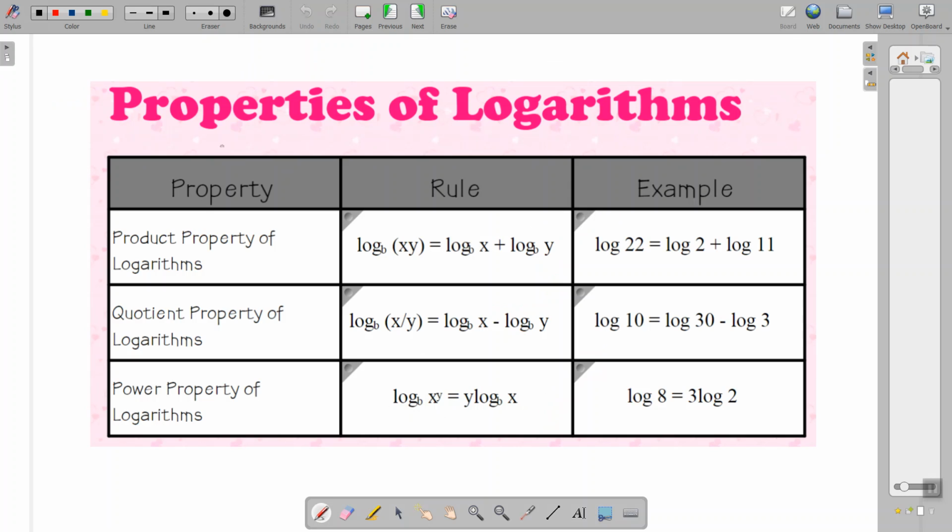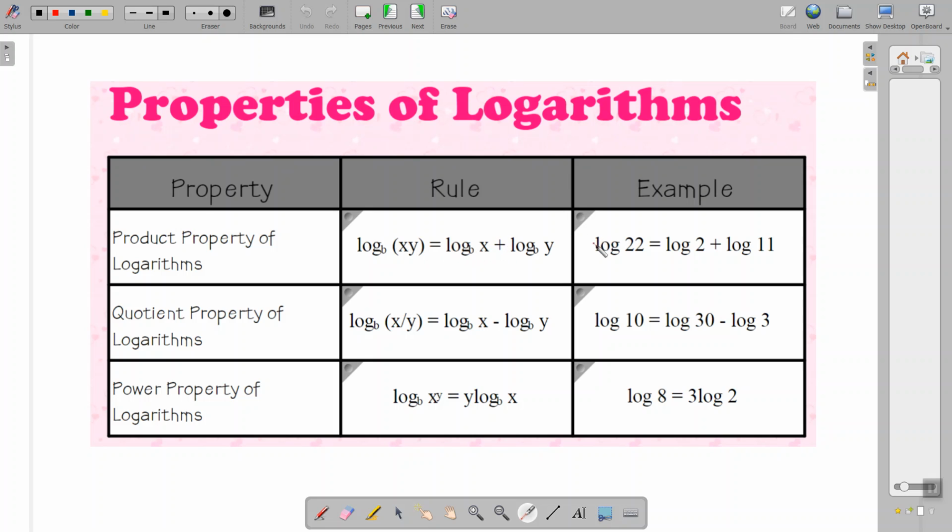First of all, the product property of logarithms says that if you have one logarithm, any base b, and in that logarithm is a multiplication, a product, then you can expand that out. The x and the y can each move out to their own individual logarithm, but they will be separated by addition. Just like with the exponents, when you're multiplying, you ended up adding them. Same thing with logarithms.